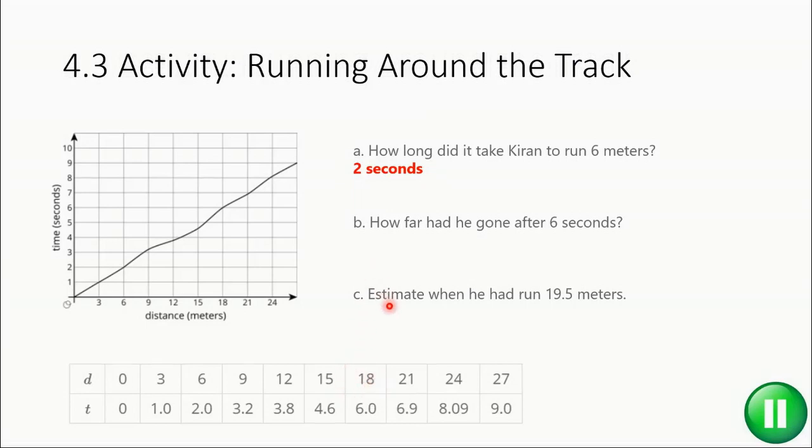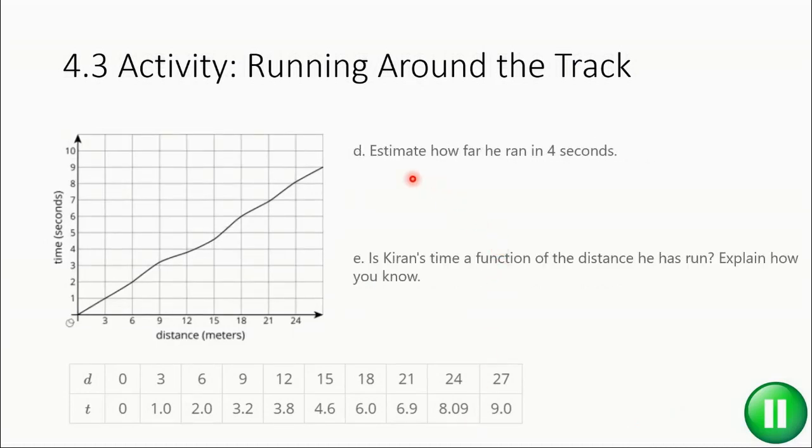Okay. And for C, it says estimate when he had run 19 and a half meters. So if you come down here, you see 18 and 21. 19.5 is closer to 18. So if we go up a little bit there, it looks like he's going to be somewhere here, right? So what do you think it's going to be? It looks like it's going to take him somewhere between 6 and 7 seconds, but closer to 6 seconds, right? So we're just going to say somewhere between 6 and 7 seconds. It could be 6.5 seconds. It could be 6.25 seconds. It depends. It's just somewhere in between there. So we can say between 6 and 7 seconds. Okay. All right. Very good.